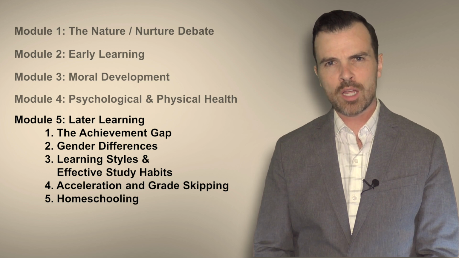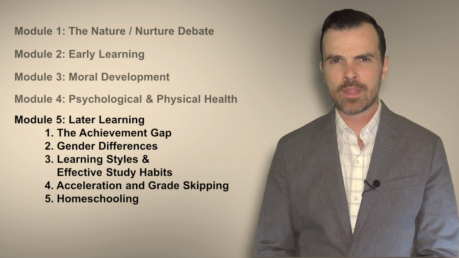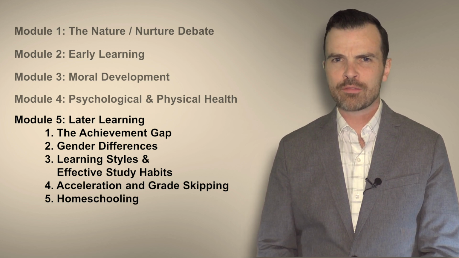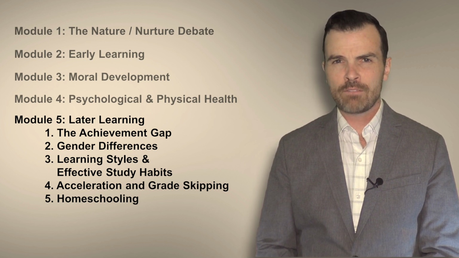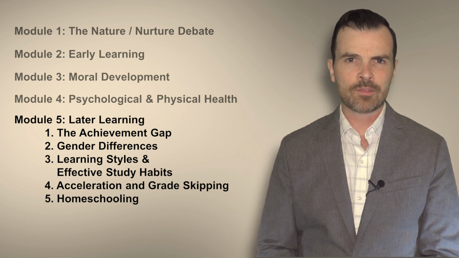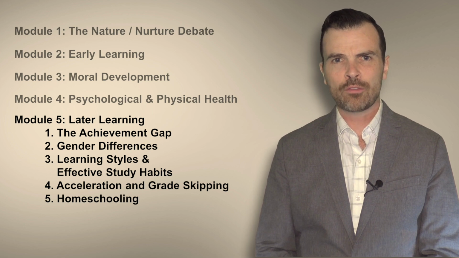In the 5th and final module, we'll return to the topic of learning, now with a focus on school-aged kids. We'll talk about the achievement gap between different groups in the US and internationally, and also controversial questions like whether there are gender differences in math and science, and whether there's such a thing as different learning styles. Finally, we'll talk about different ways of adapting school to individual children's needs, including discussions of academic acceleration and also homeschooling.